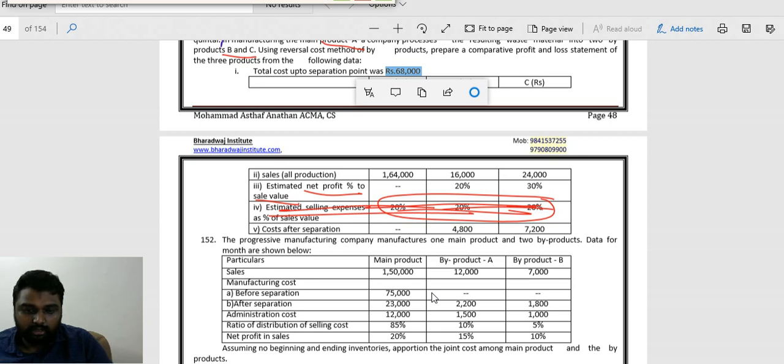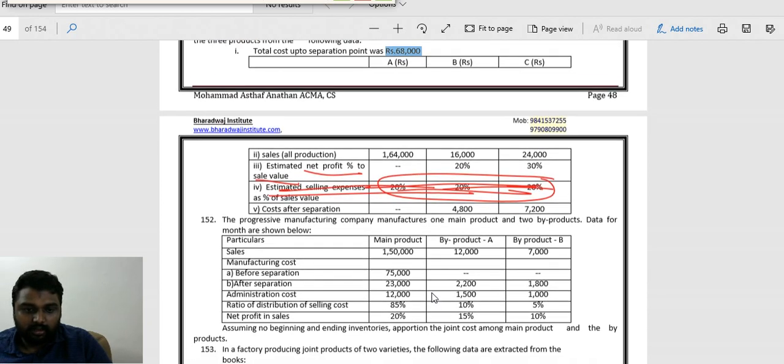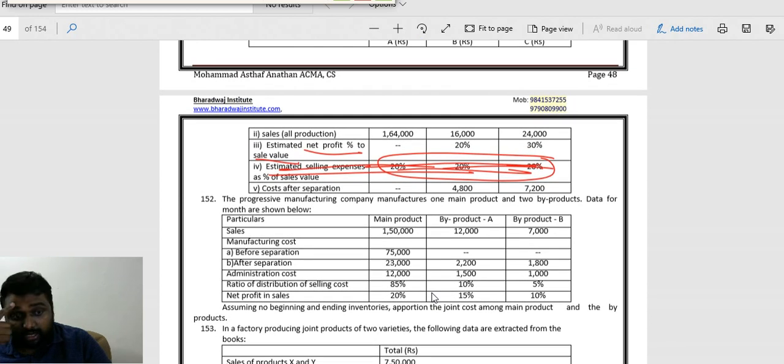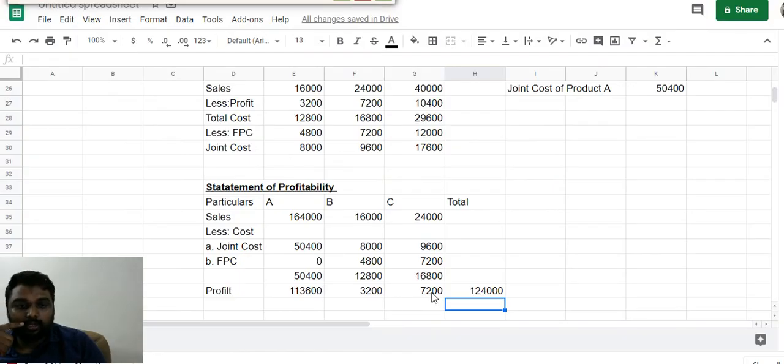A similar question, here it is. Here we will do it. We will do 152 with selling expenses. For your better understanding, I will also tell you how it will come if selling expenses are there.